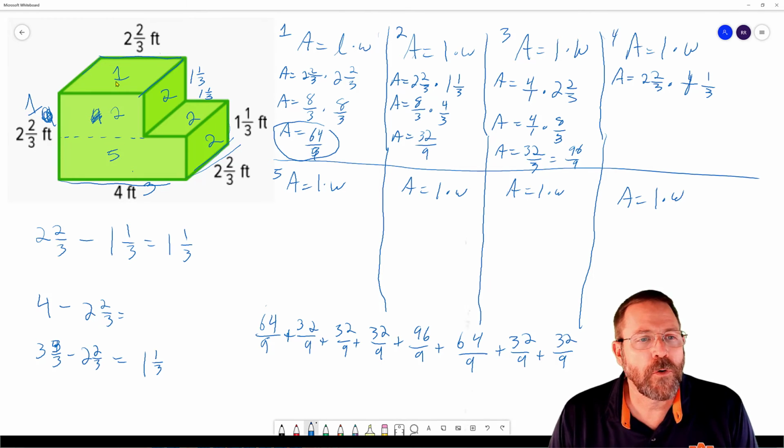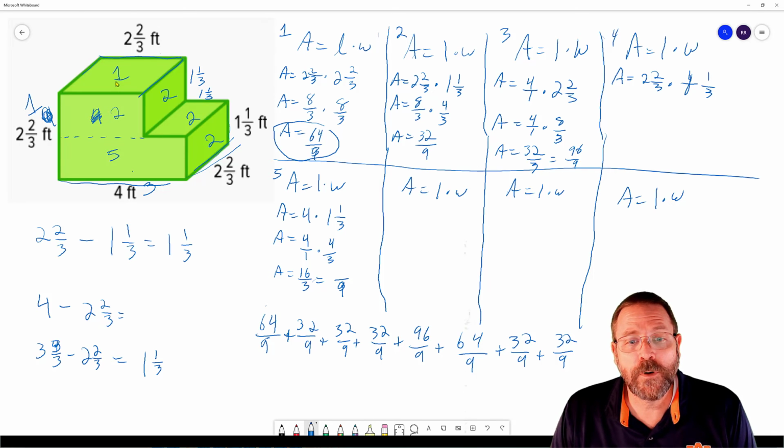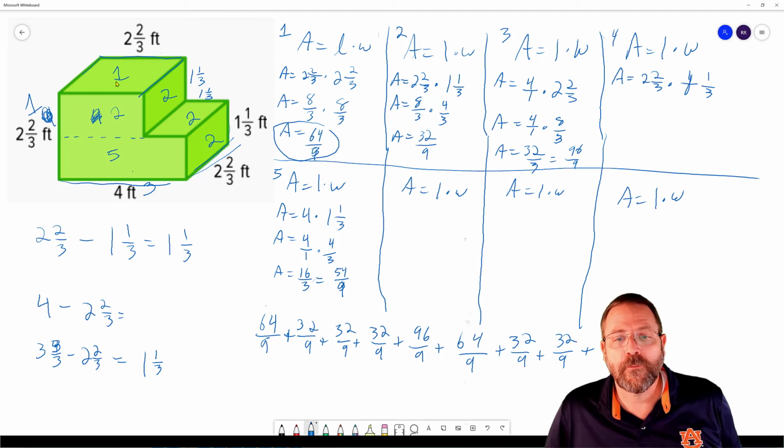For that one, we have a total length of 4. So area is going to equal 4 times a height of 1 1/3. So area is going to equal 4/1 times 3 times 1 plus 1 is 4/3, otherwise known as 16/3. But we need 9's for our least common denominators, so that's going to be the same thing as 48/9, over 9. That is all the pieces we're going to need to add together to get to our final dimension.